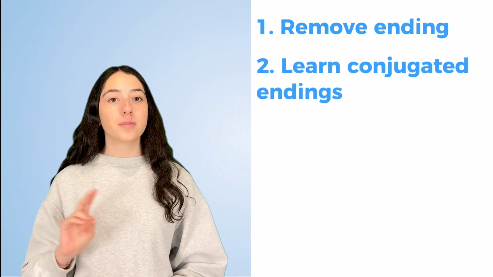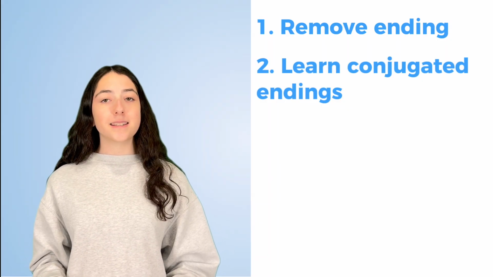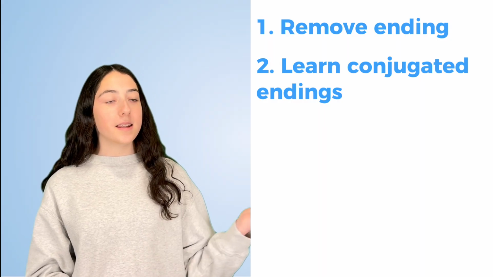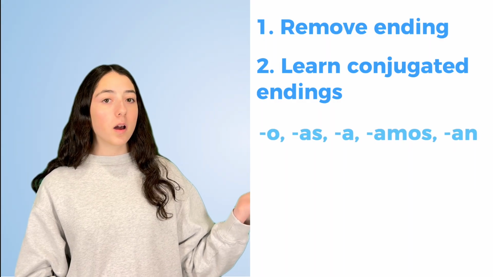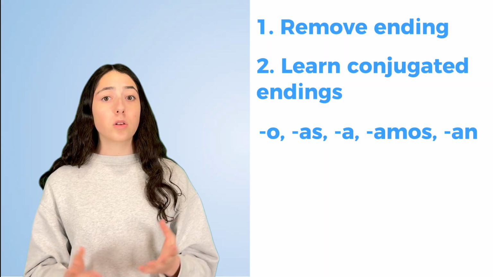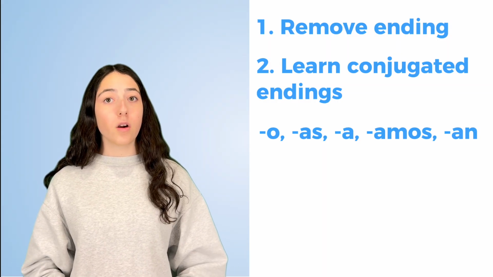Step 2. Learn the endings. Next, we add different endings depending on who is doing the action. Here are some of the endings for AR verbs in the present tense. O, as, a, amos, and an. It might look like a lot at first, but these endings stay the same for all regular AR verbs.